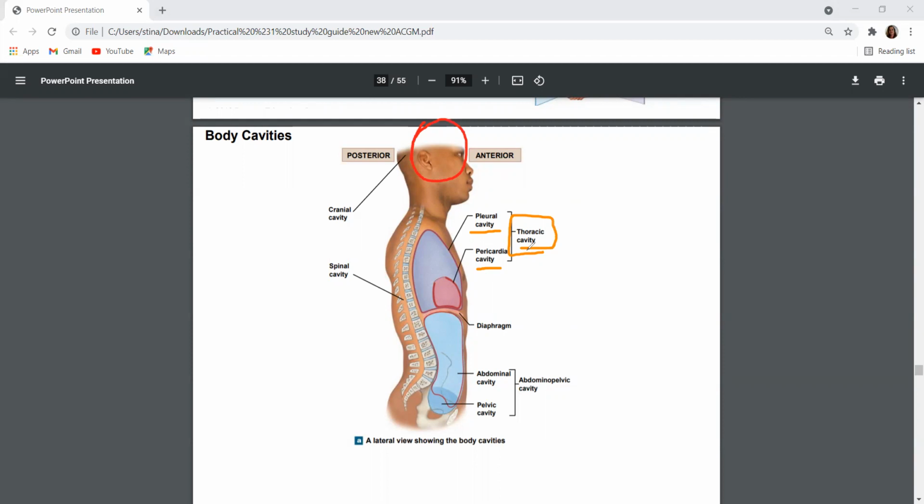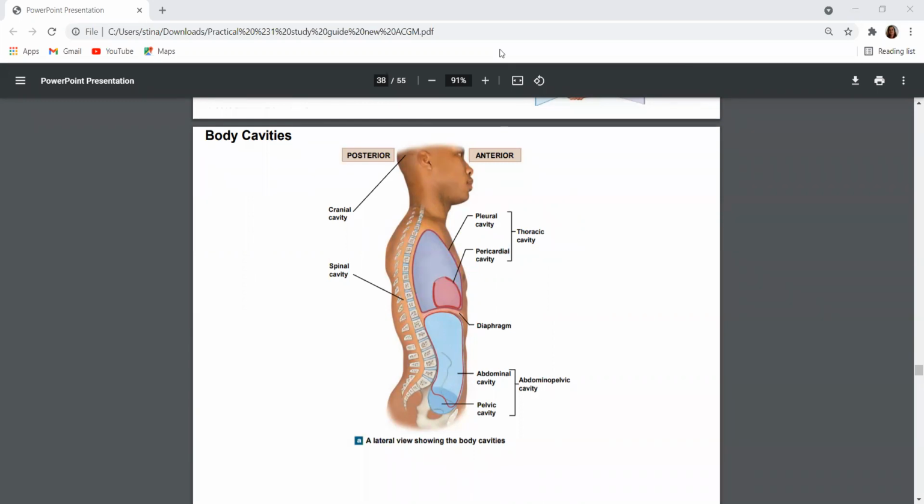Okay, so again, the thoracic cavity would be all of this cavity right here that I'm circling in orange. All of that cavity would be the thoracic, but within that thoracic, you have this blue here that is going to be the pleural cavity. And then you have this pink here, which is going to be pericardial cavity. The pleural cavity would be housing the lungs, and the pericardial cavity would be housing the heart.